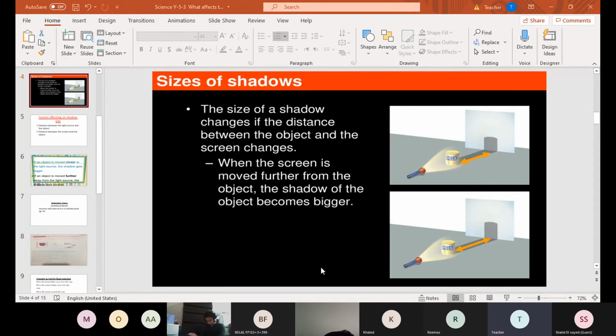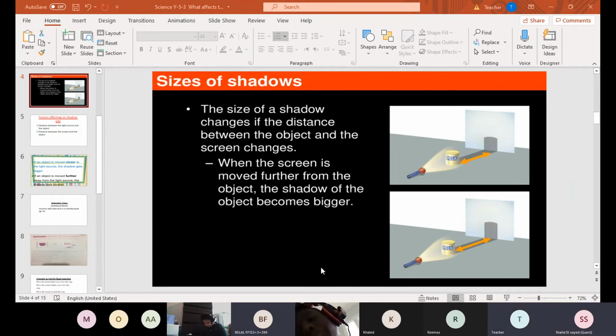So this is wrong, my dear. The third one is wrong. The fourth one: move the mug further away from the lamp. This is also wrong. Further away from the lamp, it will be smaller. Miss, number 3 is wrong, and number 4 is wrong.